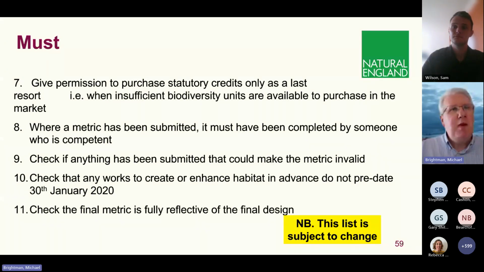And finally, on our must list, you must check that the final metric is fully reflective of the final design. As you know, planning applications may go through several iterations, so it's important that the final design that's approved is fully reflective of the final metric submitted.